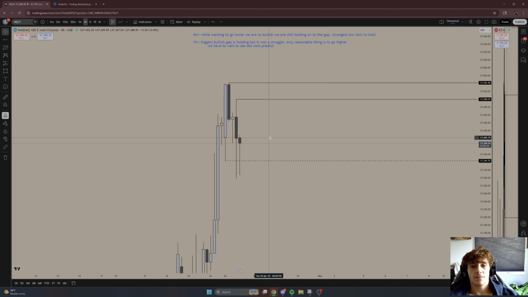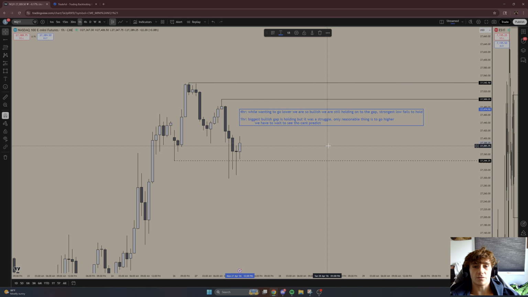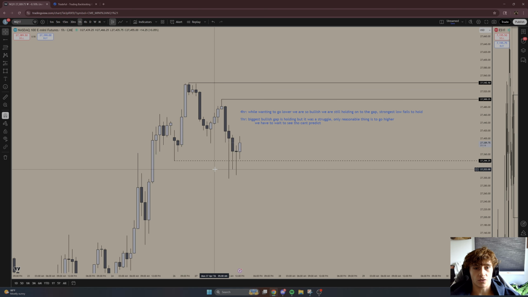not to trade, right? With the strongest low failing to hold, that could be a sign of bearish, but we do end up rejecting from there and rejecting from the gap. So we could start to flip, which is also this biggest gap that we have is holding, right? So we can see here the biggest bullish gap is holding on, but it was a struggle. We take out the strong low, but the gap is still holding.